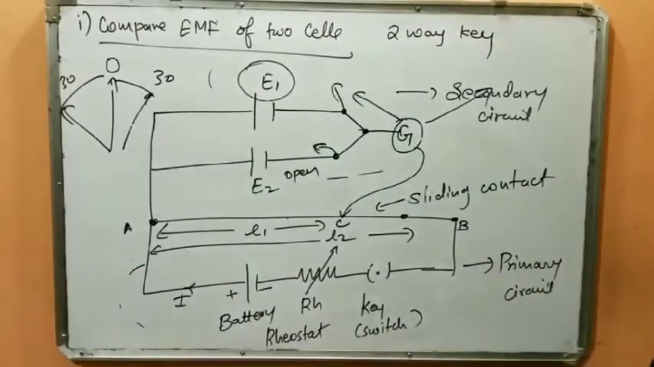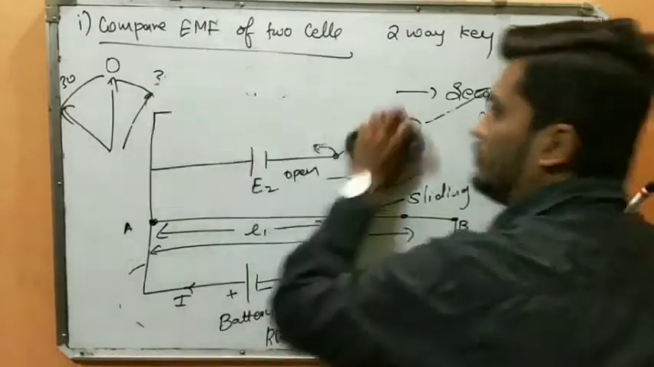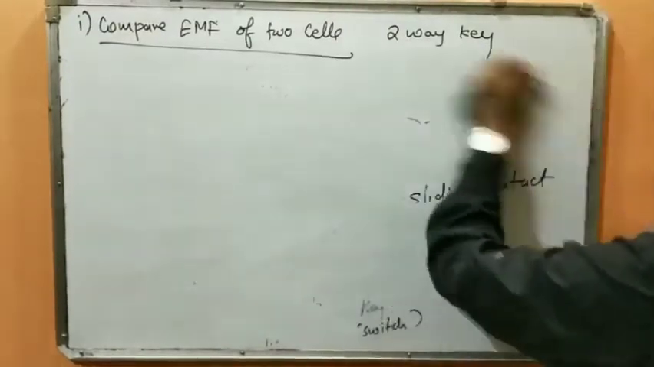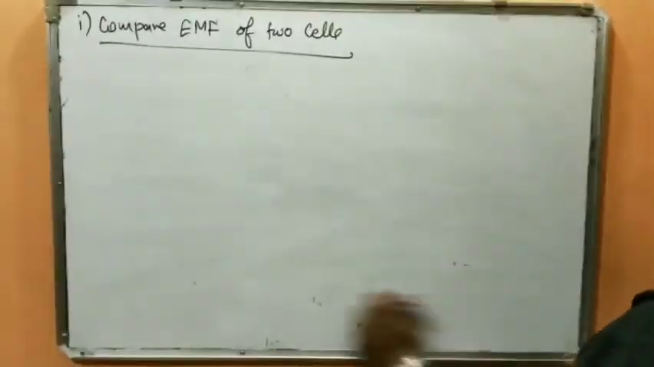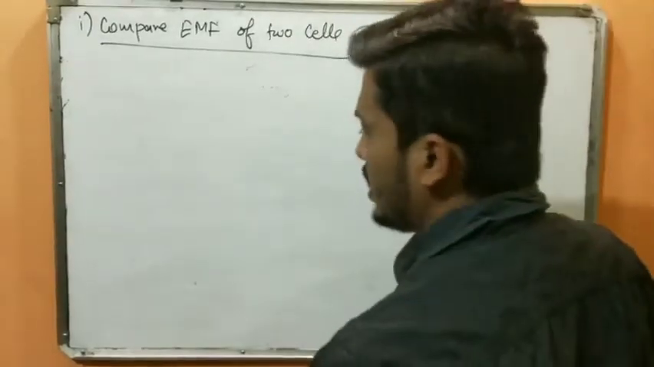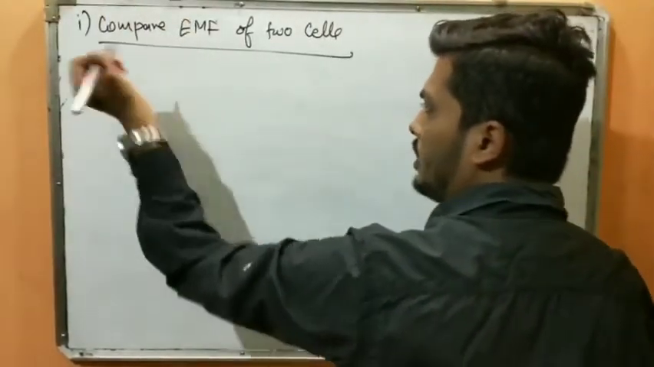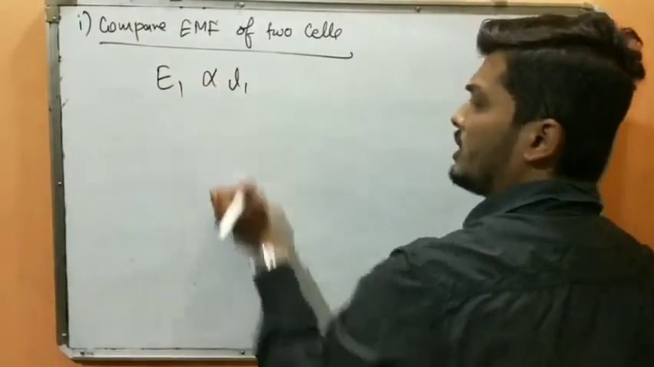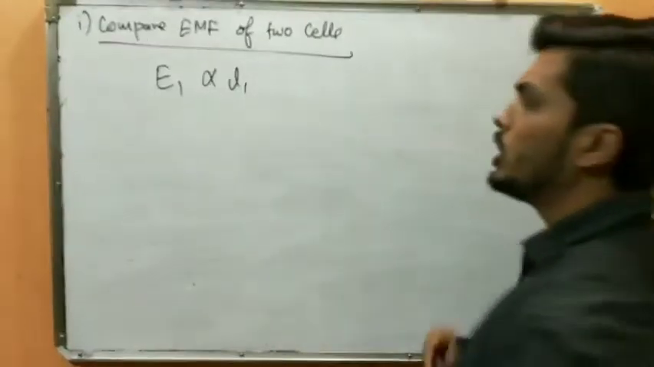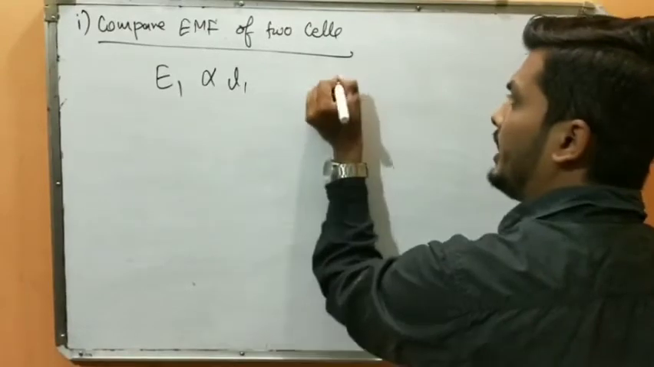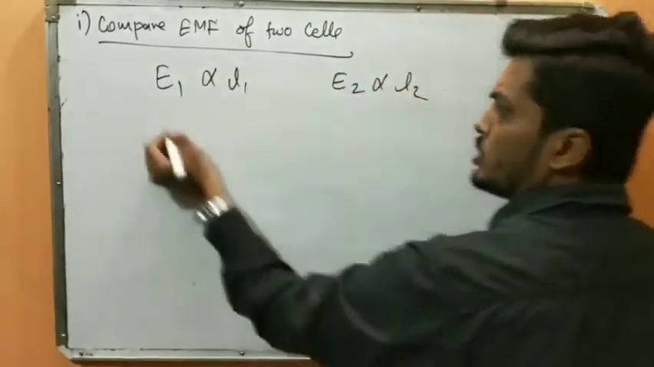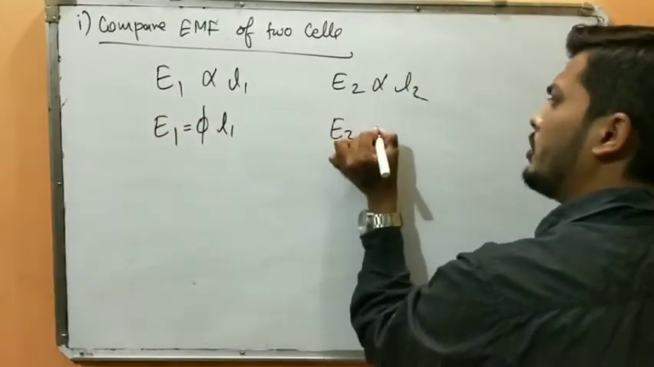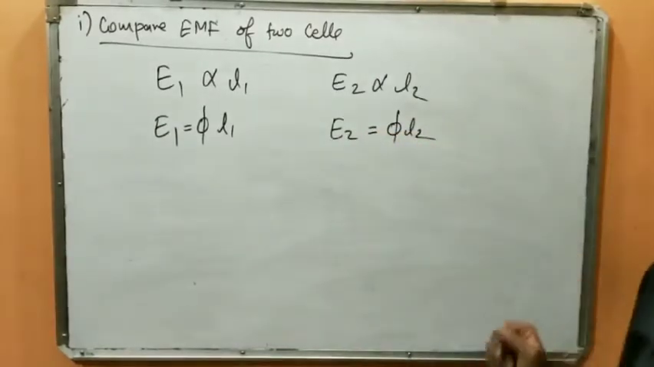Yes or no, students? Okay, so here I have got L1 and L2. So I have understood the purpose of the two-way key also, right? Now the principle of the experiment told me the balancing length is directly proportional to the EMF of the cell, that is E1 is proportional to L1, and E2 is proportional to L2. If I remove this proportionality and make it a constant phi, then E1 is phi L1 and E2 is phi L2. Is it clear? Okay.